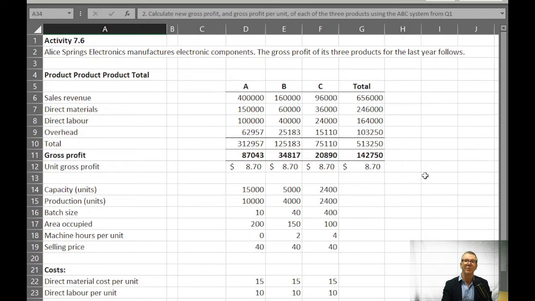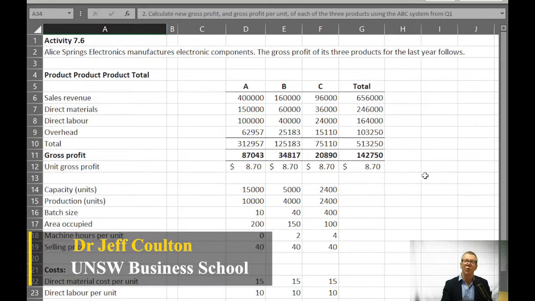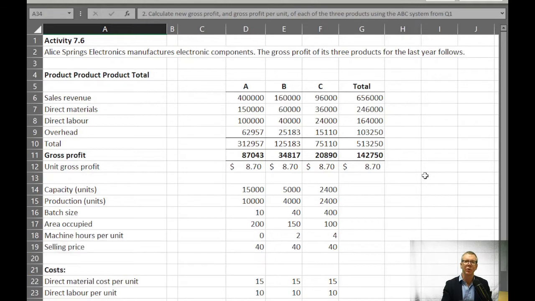Hi, I'm Jeff Colton. In this video, we're going to go through Activity 7.6 from the Accounting and Financial Management course materials. This is an activity that gets us to consider how we might implement an activity-based costing system and the effects that might have on our calculation of profit for particular products.